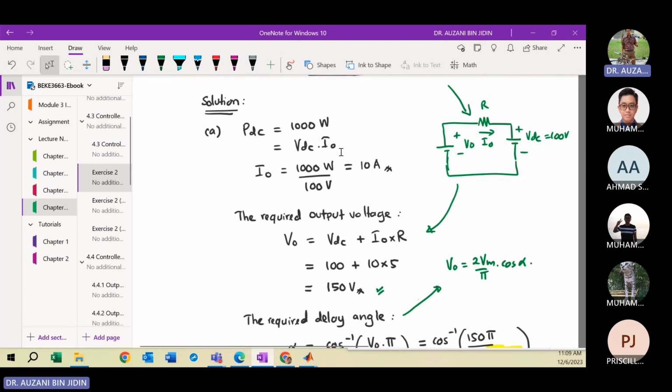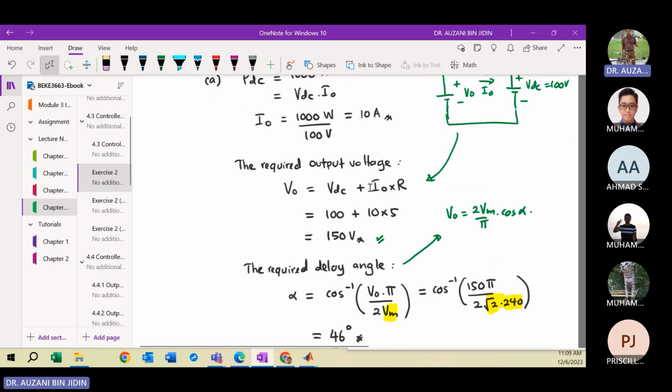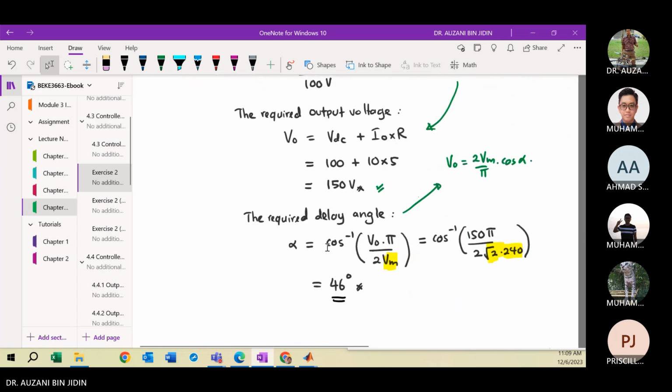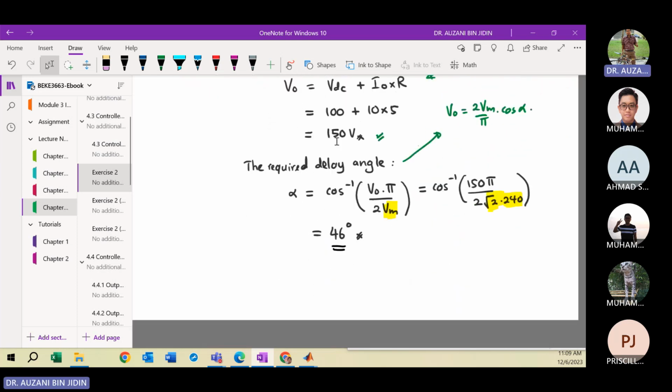Okay, so this is the process to answer the question. You calculate the DC power, the power absorbed by the DC voltage. Then from here, you can calculate the output current. You apply Kirchhoff's voltage law to calculate VO, the output voltage. Then from the output voltage, you apply this equation, and rearrange to solve for alpha, the required firing angle. Then you get the angle of 46 degrees. You can provide the answer in degrees or in radians.